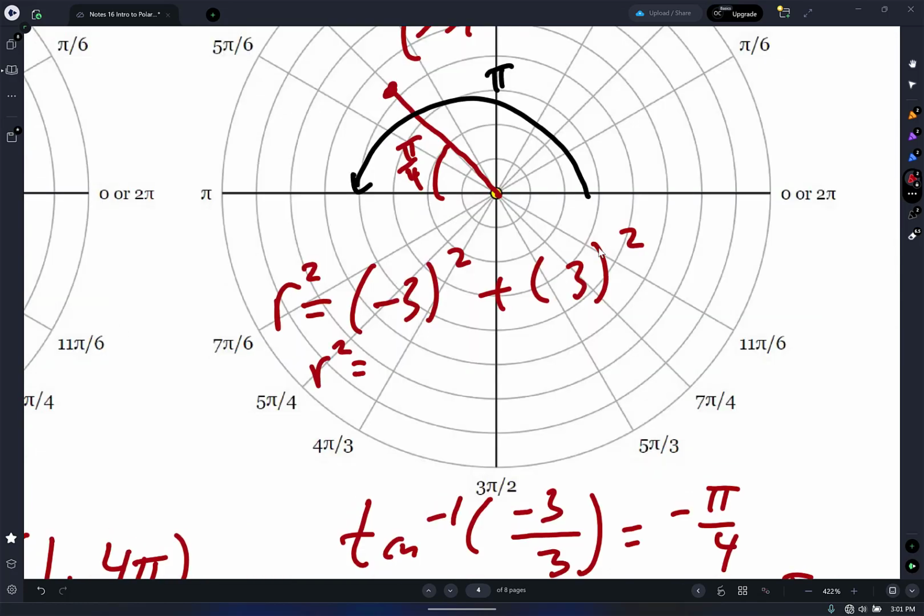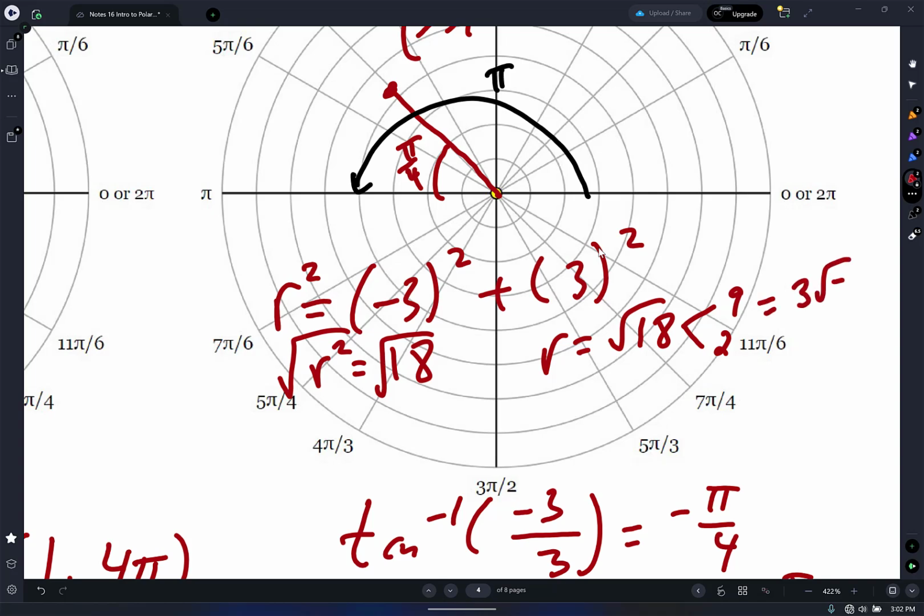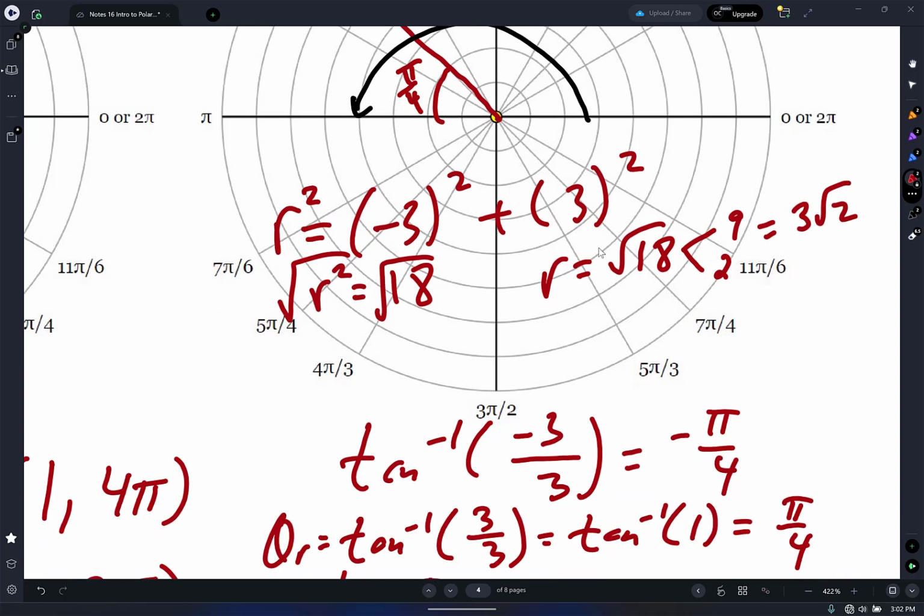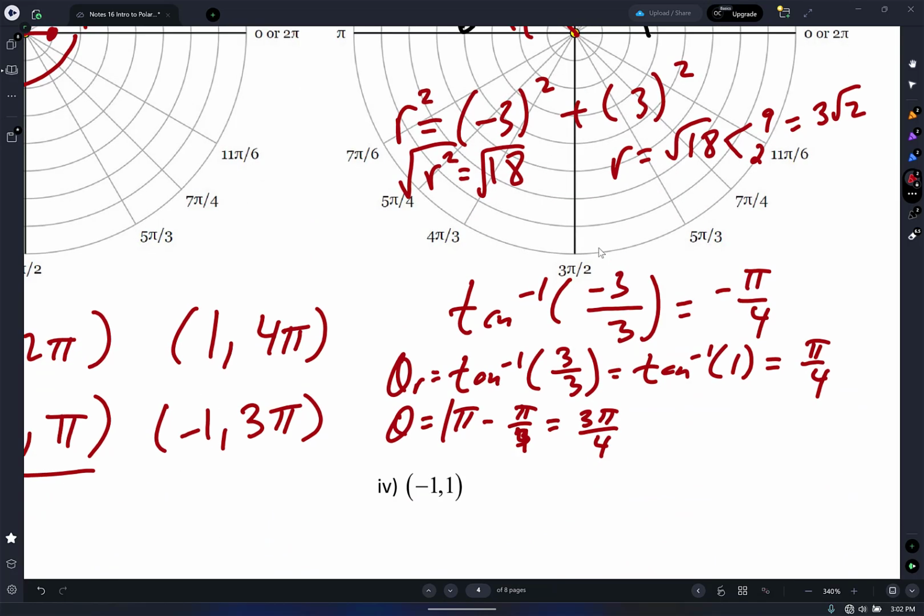So here we go. R squared equals -3 squared is 9. 3 squared is 9. 18. How do I get r by itself? Square root. R equals the square root of 18. Delta actually takes that. I would prefer that you know how to break it down. 9 times 2 is 18. What's the square root of 9? So 3 square root of 2. So here is my coordinate. I'm going to write it right here. My one coordinate is 3 square root of 2, comma, what's my radian?